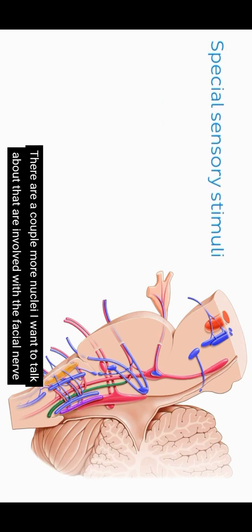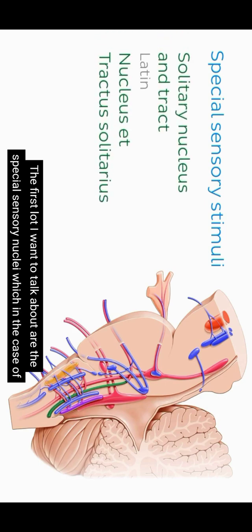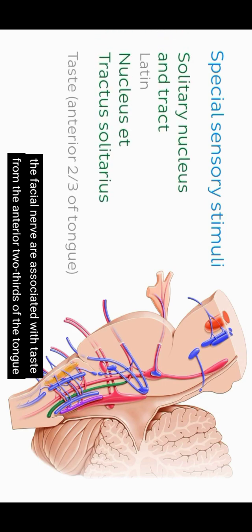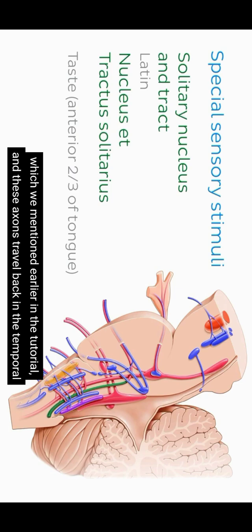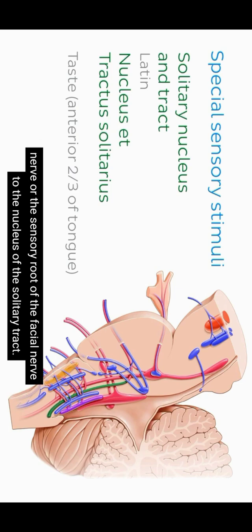There are a couple more nuclei I want to talk about that are involved with the facial nerve, and both of them are involved with sensory innervation. The first one I want to talk about is the special sensory nucleus, which in the case of the facial nerve is associated with taste from the anterior two-thirds of the tongue, which we mentioned earlier in the tutorial. These axons travel back in the temporal bone to the geniculate ganglion, which houses their cell bodies, and continue with the intermediate nerve, or the sensory root of the facial nerve, to the nucleus of the solitary tract.